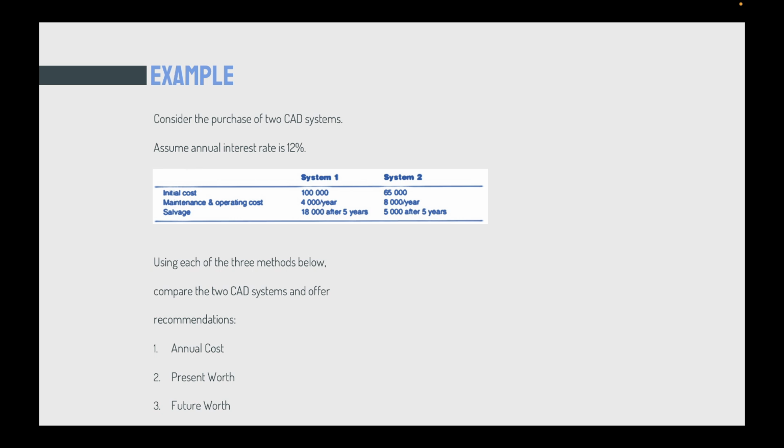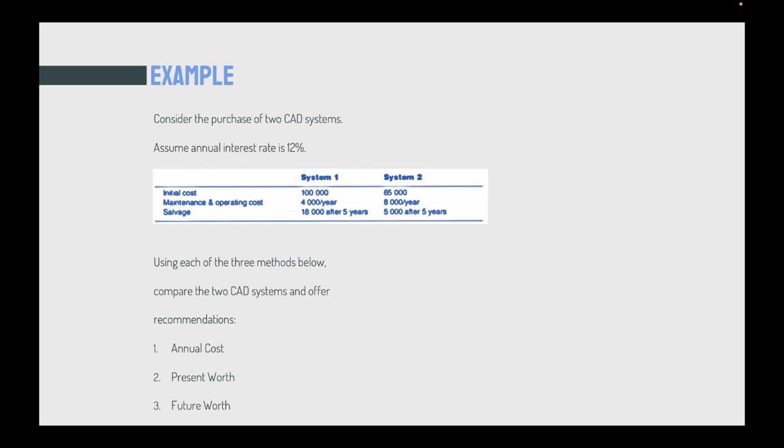Now, an example here: consider the purchase of 2 CAD software systems. Assume the annual interest rate is 12%. System 1 has an initial cost of 100,000. System 2 is 65,000. Maintenance and operating cost is 4,000 per year for System 1 and 8,000 per year for System 2. Salvage, like you sell those machines and get back some money by salvaging them, as you do for your vehicle, would be 18,000 after 5 years for System 1, and 5,000 after 5 years for System 2. Using each of the 3 methods below, compare the 2 CAD systems and offer recommendations.